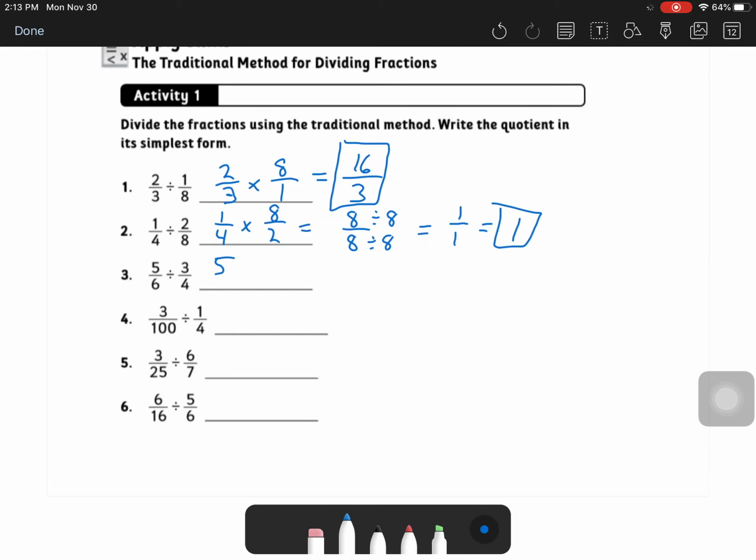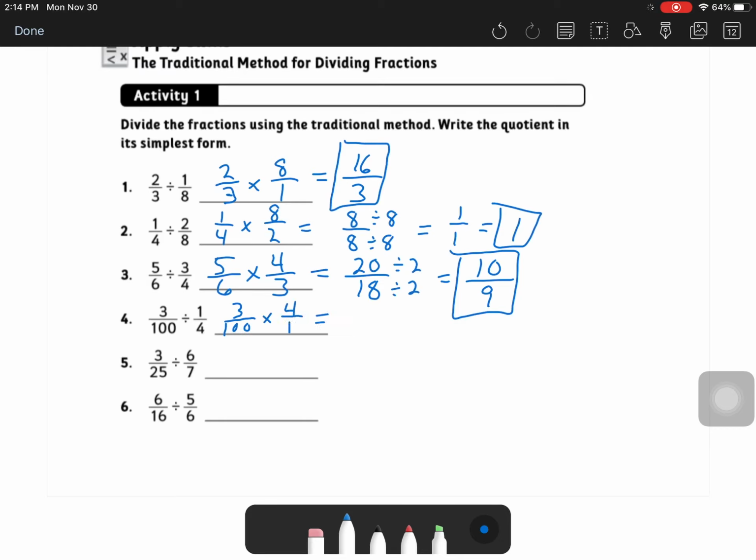Okay, next one. 5/6 times 4/3. And multiply across, I get 20 on top and 18 on the bottom. Both even numbers, so I'll divide by 2. That's going to give me 10 over 9. That's my simplified answer. Number 4, I've got 3 over 100 times 4 over 1.